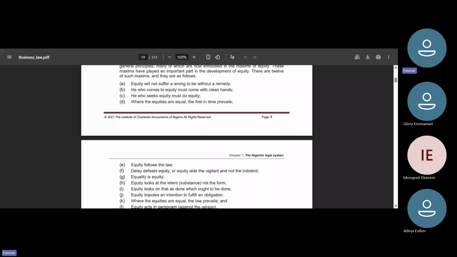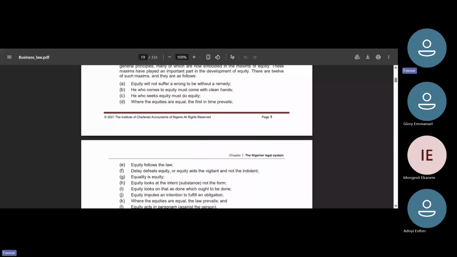The second one is that he who comes to equity must come with clean hands. So the person bringing up the case, the person coming to ask for equitable remedies, should ensure that they are coming with clean hands, that there's no dirty linen, no skeleton in the cupboard, all those kinds of things that might impede the judgment. Then, he who seeks equity must do equity. It's just like saying, do unto others what you want them to do unto you. You seek equity, you seek fair treatment, you must be fair. You seek fairness, you must do fairness, right?